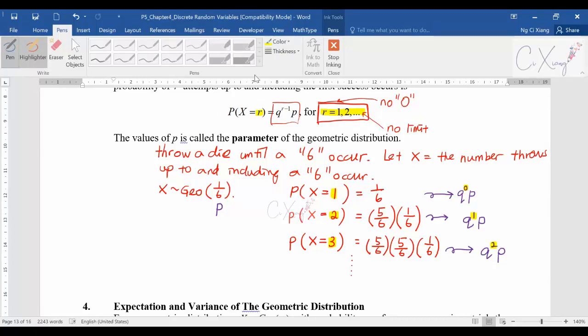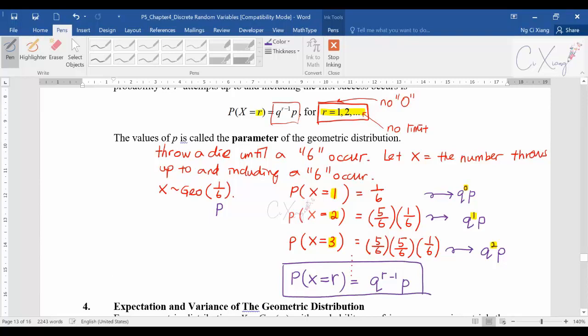Can you give me a very general formula? If x equals n, that means you throw n times before you get a 6, so it will be q power n minus 1 times p. Or better, I use r, so that it matches the formula that you have. When x equals r, it is q power r minus 1 times p. This is how we get the formula. If you cannot remember, you can use common sense to visualize it and know how the formula comes. So this is some very basic idea on geometric distribution.